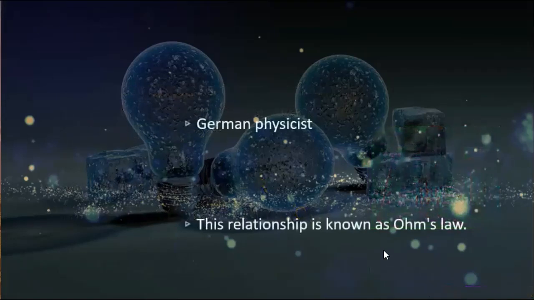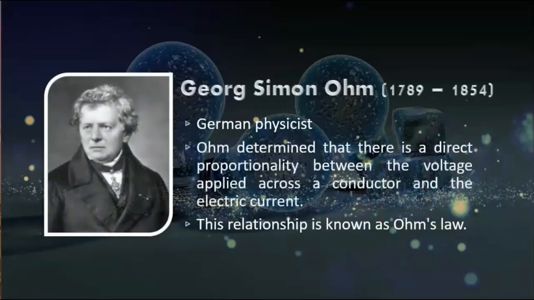And thanks to Georg Simon Ohm, a German physicist, Ohm determined that there is a direct proportionality between the voltage applied across a conductor and the electric current. This relationship is known as Ohm's law. That would be our next lesson.